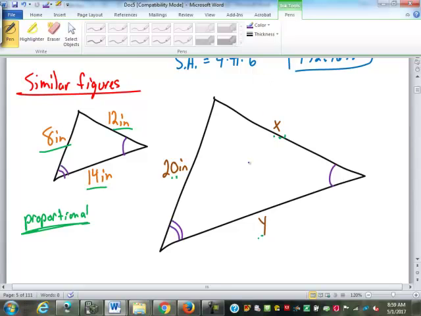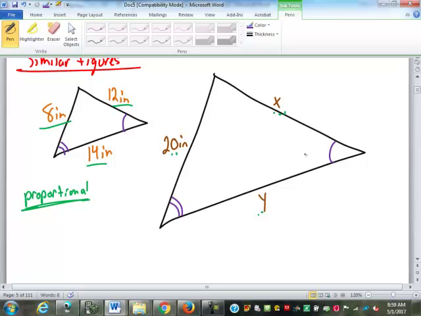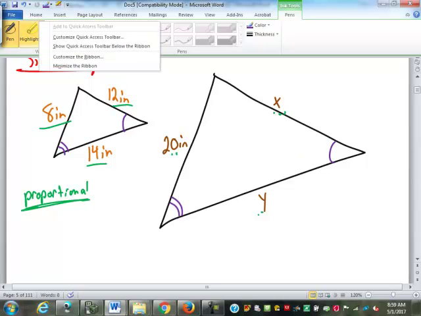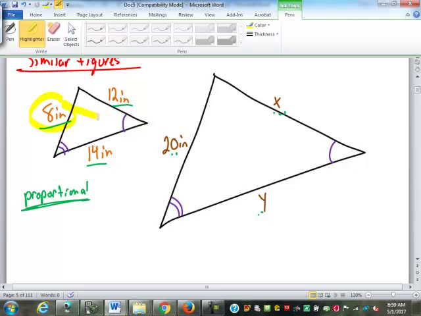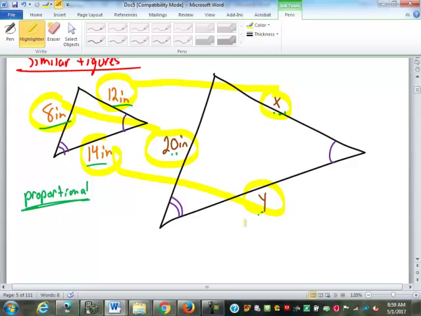So we start out by taking the two sides that are corresponding. Now, what do I mean by corresponding? Like side 8 here corresponds to the 20. The 12 here corresponds to the x. 14 here corresponds to the y. What makes them corresponding? Well, they're the same side. It's just one is before the enlargement, one's after the enlargement. The 8-inch side became the 20-inch side when we enlarged it. The 12-inch side became the x side when we enlarged it, and so on. So those are what we call corresponding sides.